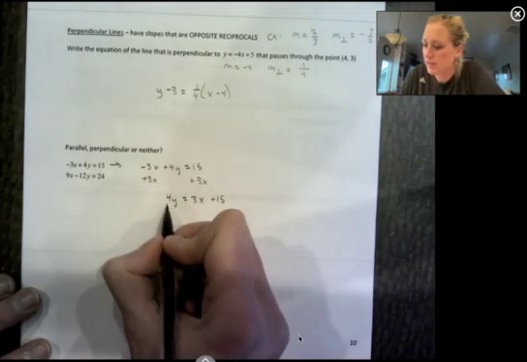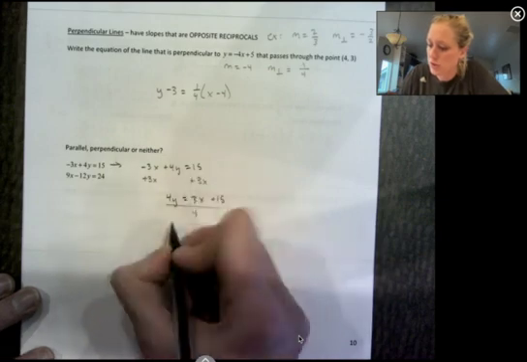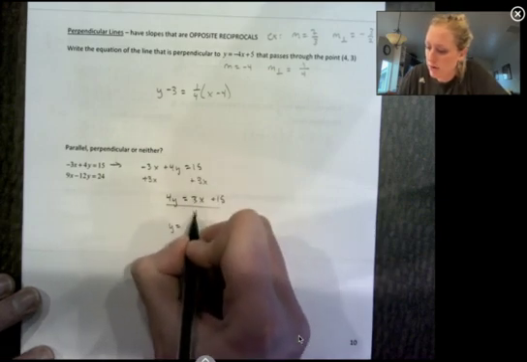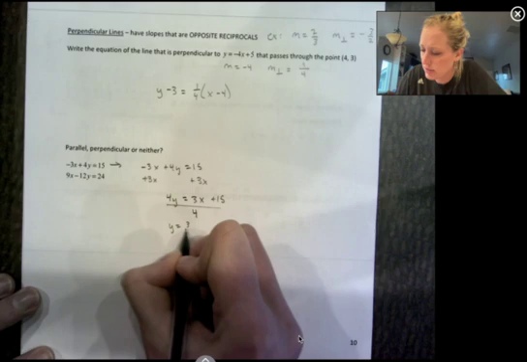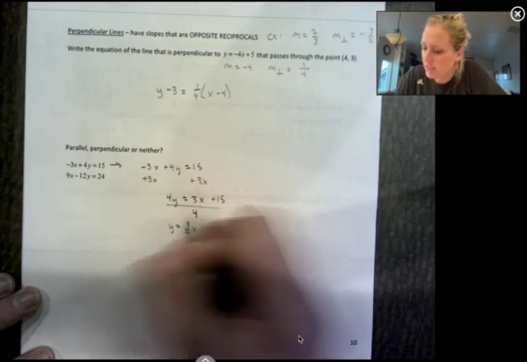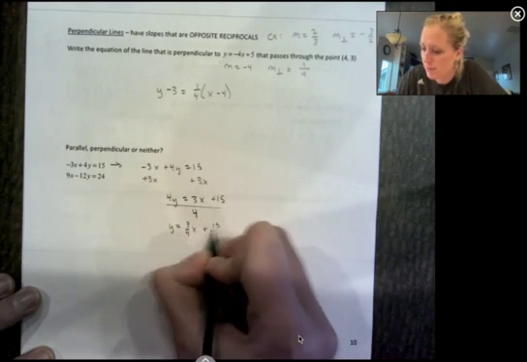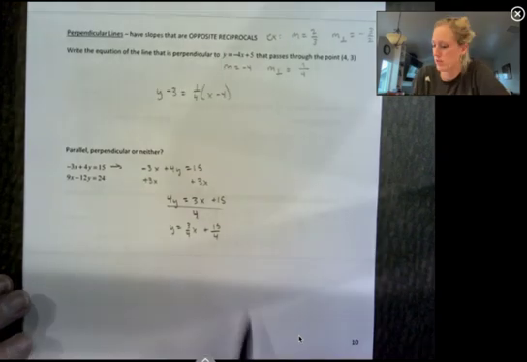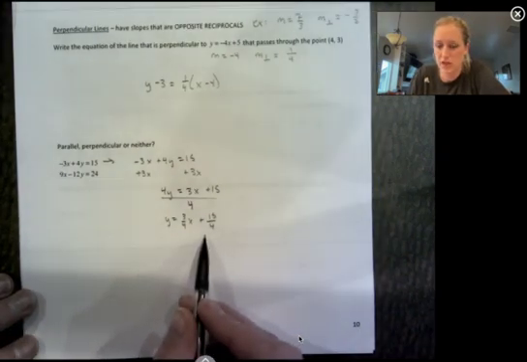Now I need to come through and divide everything by 4. So that means I'm dividing 3 by 4, so 3/4 is the slope. And then I also need to divide 15 by 4. Okay, so that's slope intercept form. Okay, so that's the first line.